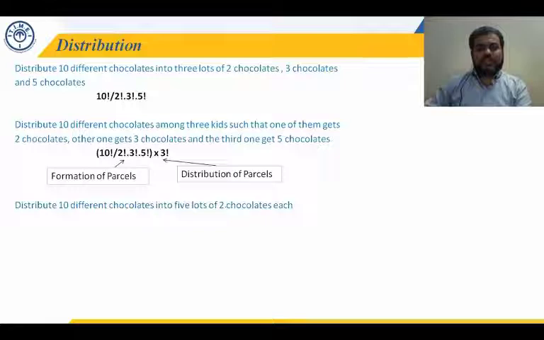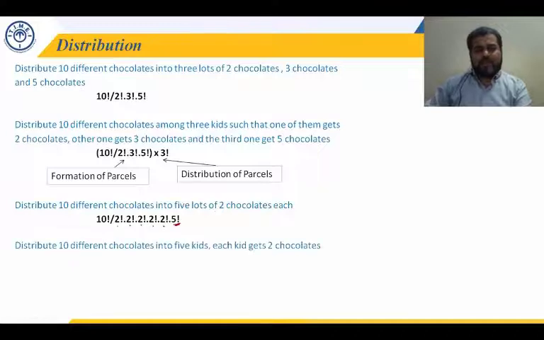Distribute 10 different chocolates into 5 lots of 2 chocolates each. So 10 factorial divided by 2 factorial, 2 factorial, 2 factorial, 2 factorial, 2 factorial, and this 5 factorial is because all these 5 lots having 2 chocolates each will be identical. Now distribute 10 different chocolates into 5 kids, each kid getting 2 chocolates.